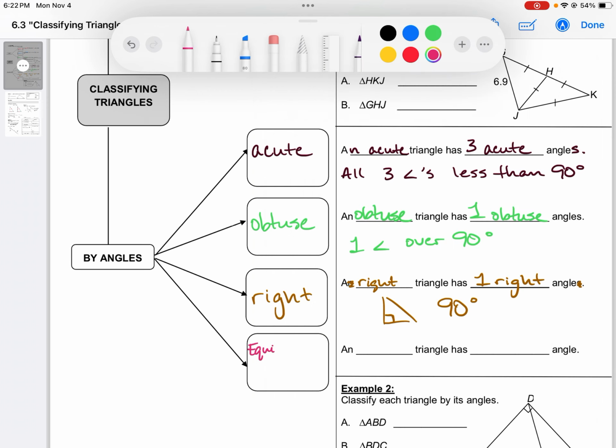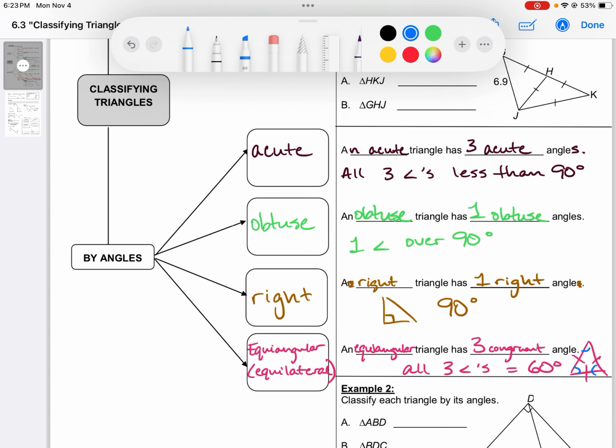And then lastly, we've got an equiangular triangle. Equiangular, all the angles are the same. That's also known as equilateral. They're the same thing. By definition, they have three equal sides and three equal angles. We would say an equiangular triangle has three congruent angles, and all three angles equal 60 degrees. So that's where we've had triangles that have all three sides the same, and they have all three angles the same.